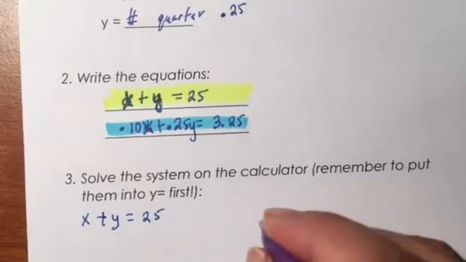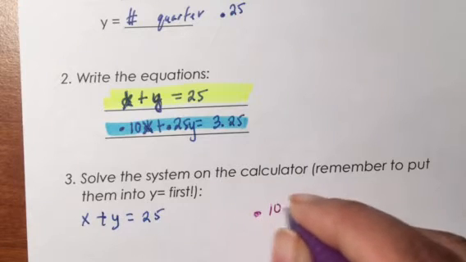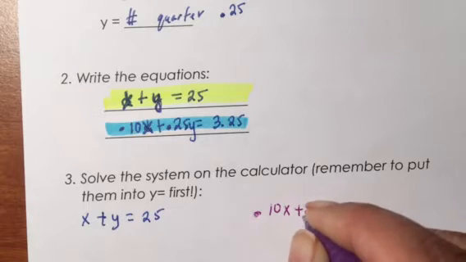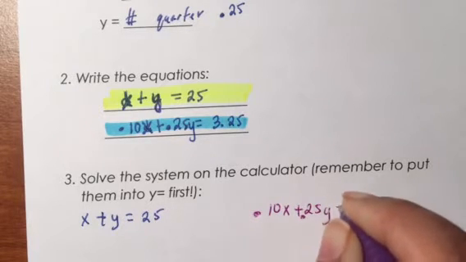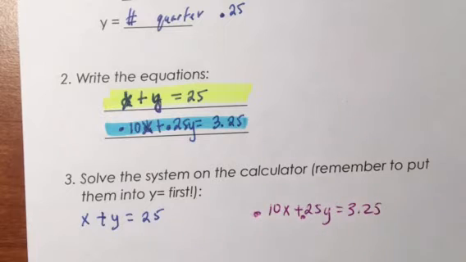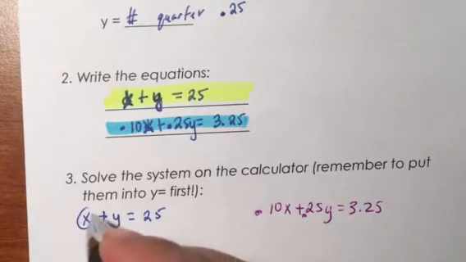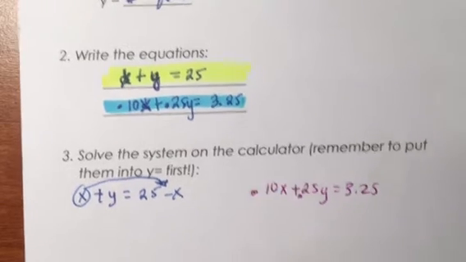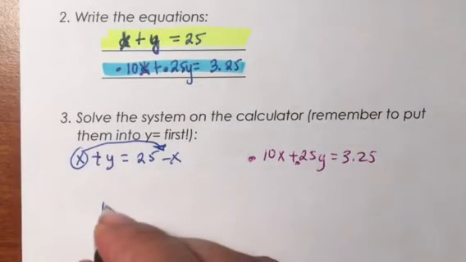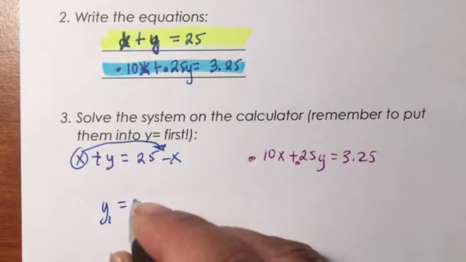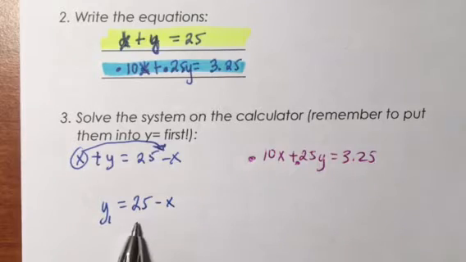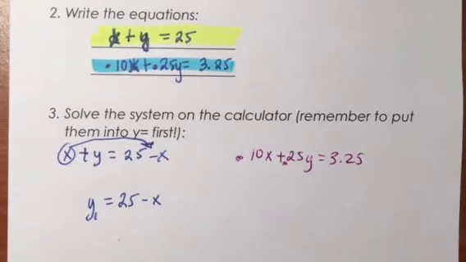So here are my 2 equations. Now I'm going to solve them both for y. Okay, so I'm going to move the x, change its sign, divide by the number in front of the y. Well, there's no number in front of the y. So my first equation, I'm going to put y1 is 25 minus x.